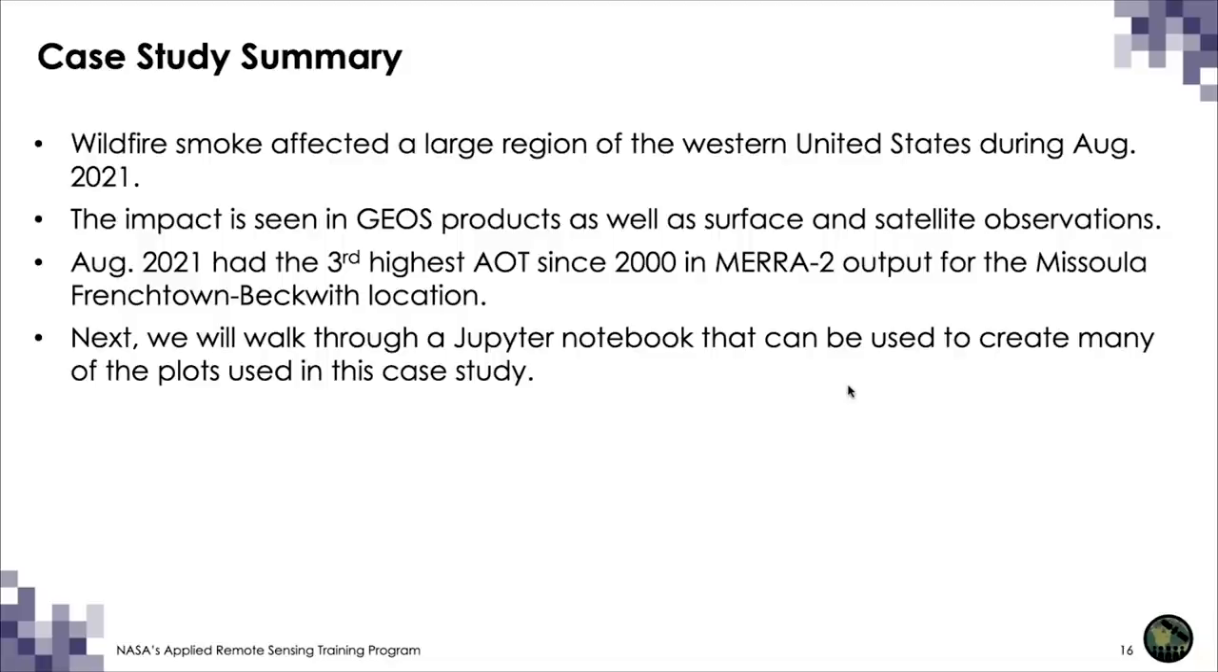To summarize this case study, we found that wildfire smoke affected a large region of the western United States during August 2021. The impact is seen in GEOS products as well as surface and satellite observations. August 2021 had the third highest AOT since 2000 in MERRA-2 output for the Missoula Frenchtown Beckwith location. Next, we will walk through a Jupyter notebook that can be used to create many of the plots used in this case study.